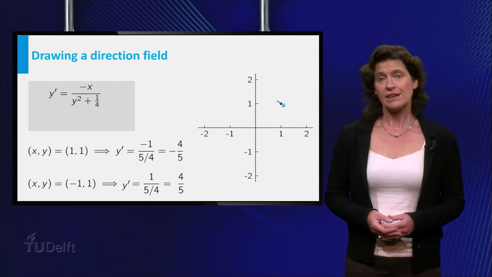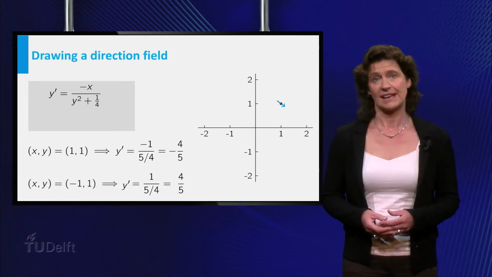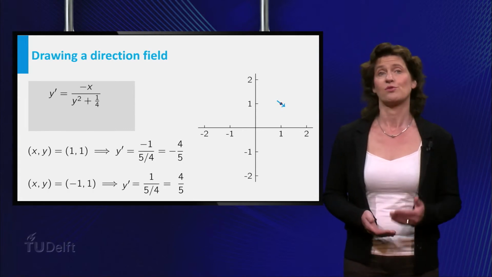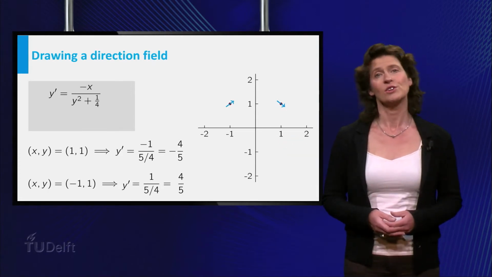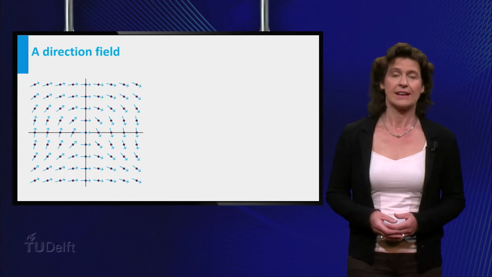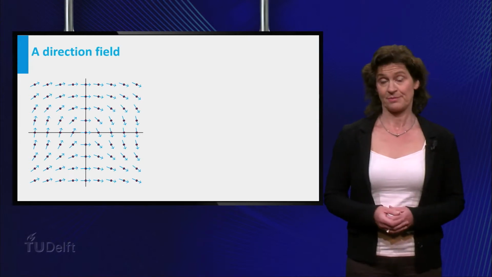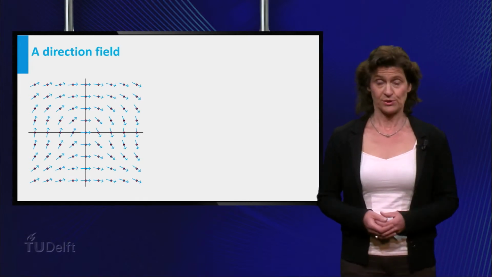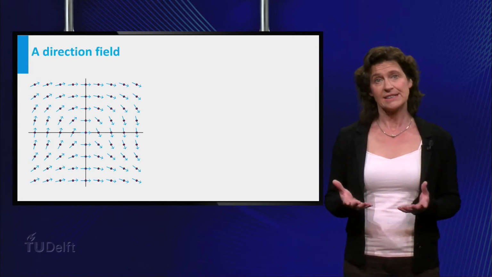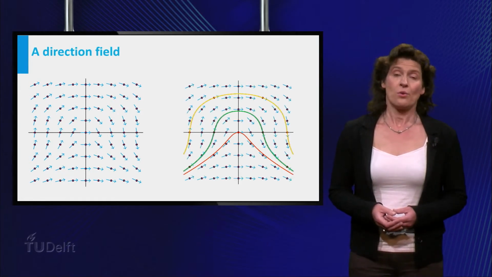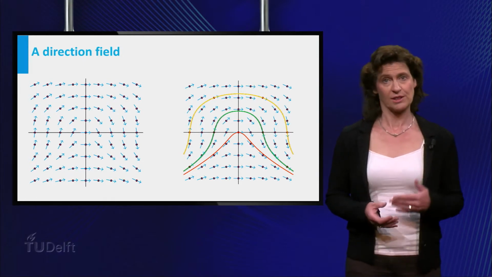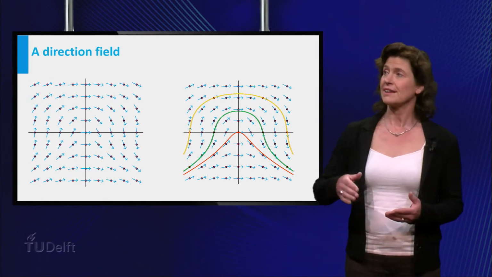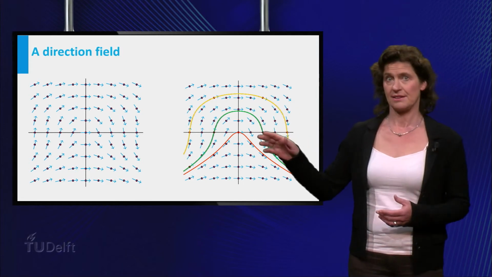For the point (-1, 1), the slope of the tangent is equal to +4/5. Here it is. You can do this for many other points and get this beautiful picture. This is called the direction field. Now, what do you see in this picture? Well, you can draw the graph of a solution with given starting points by following the direction field like this.